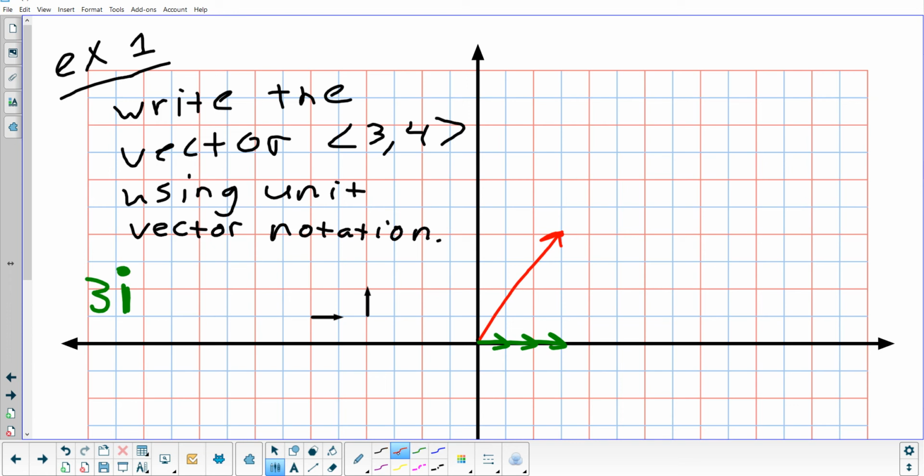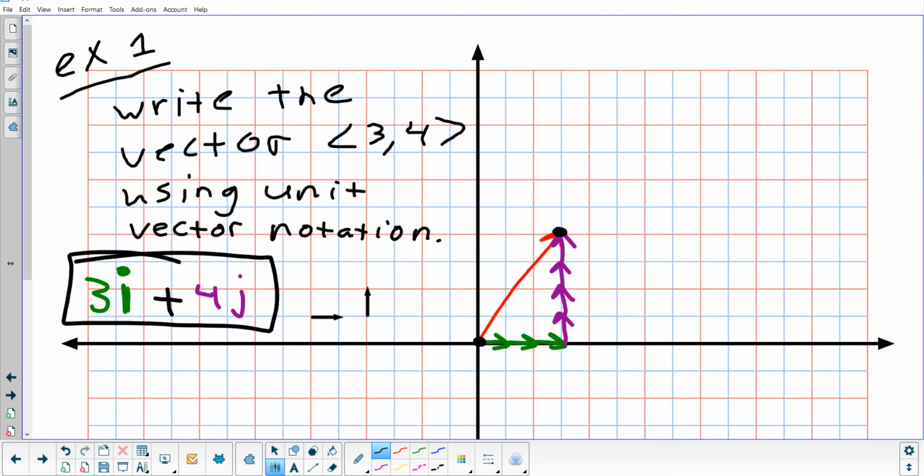And now, how many j's would you have to stack together? 4. 1, 2, 3, 4. And what would you call that vector in purple? 4j. And if you took 3 of the i's and you added 4 of the j's onto the end of it, and now think of it just like we did yesterday. Connect where you start to where you stop, you'd get exactly that vector in red. So that's what we call unit vector notation. For this one, it's 3i plus 4j.